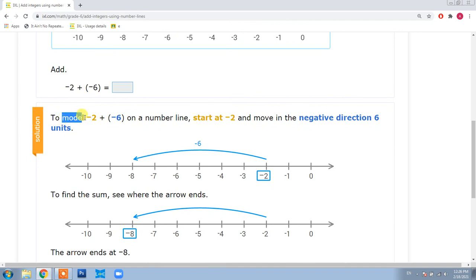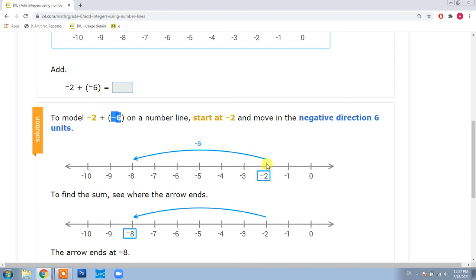To model -2 plus -6 on a number line, what you need to do is just start at -2, because the first number was -2, so they started from -2. Then move in the negative direction 6 units. Why are we moving in the negative direction? Because we need to add -6. That's why we are taking the direction towards the left.